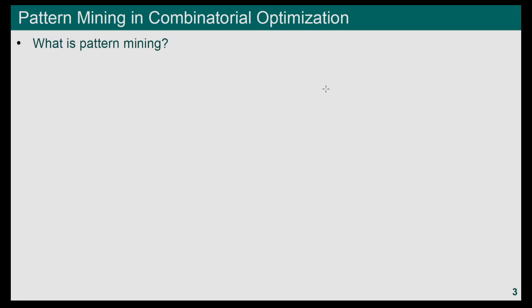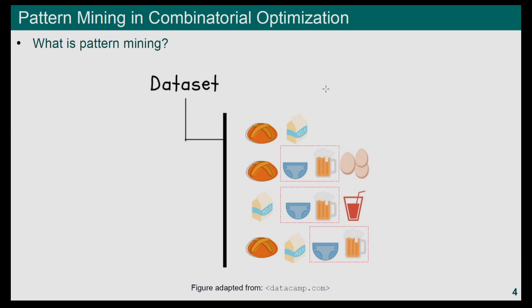First of all, what is pattern mining? To answer this question, I'm going to use a classic anecdotal example from the data science field, which you may know as the beer and diapers. So basically, we have a data set which is composed of transactions, which are simply sets of items from the application domain. In this case, they are items that are bought by a customer in a supermarket. And the goal is to find subsets of items that frequently appear together in this data set.